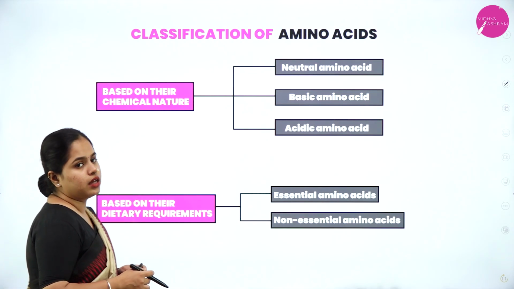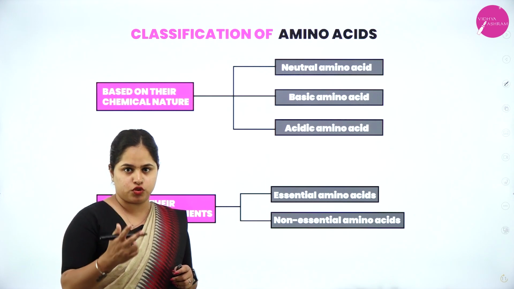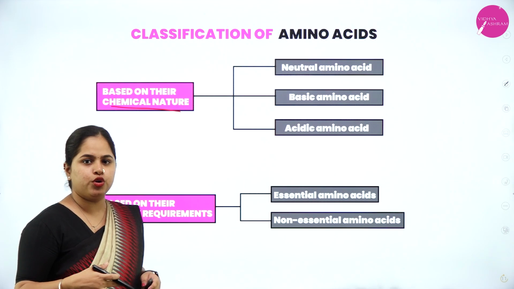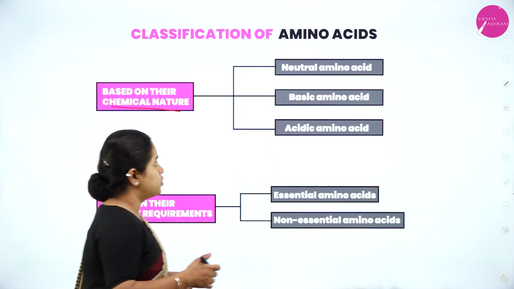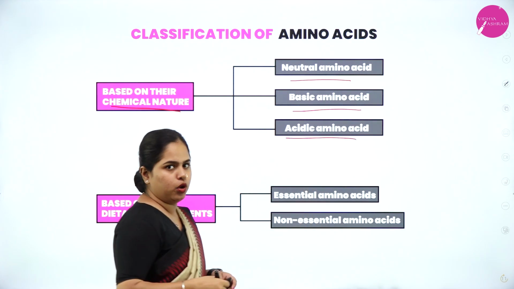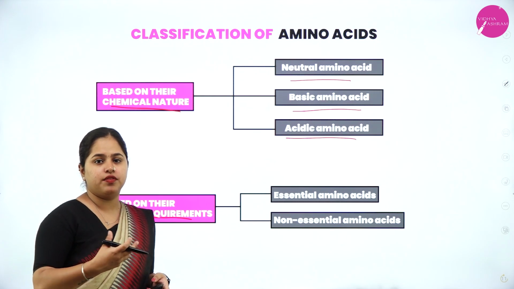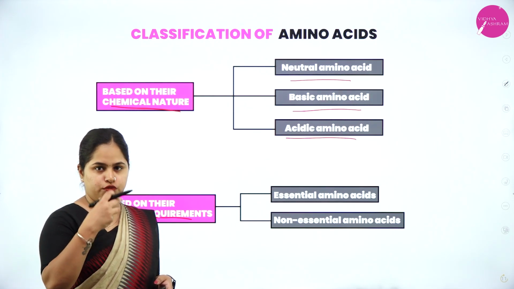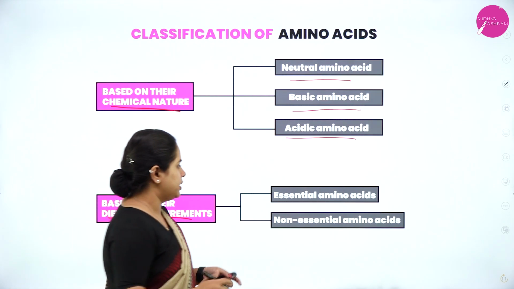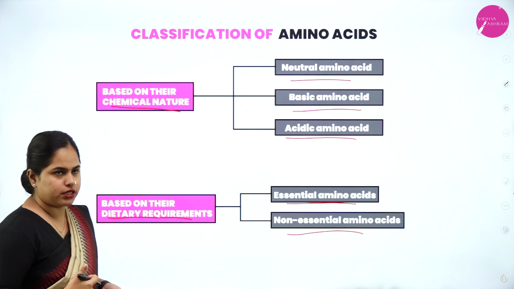Now we are going to see the classification of amino acids. So this can be classified on the basis of two things. First one is based on their chemical nature, that is whether they are going to be acidic, basic or neutral. So first one is neutral amino acid, then you have basic amino acids and acidic amino acids. The next one is based on the dietary requirements, that is whether we have to take it through our diet, that is through the food we take, or it is already present in our body, that is essential amino acids and non-essential amino acids. So let us discuss it in detail.